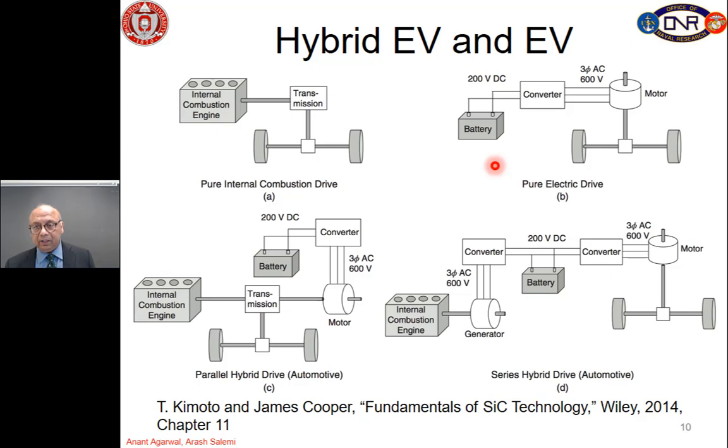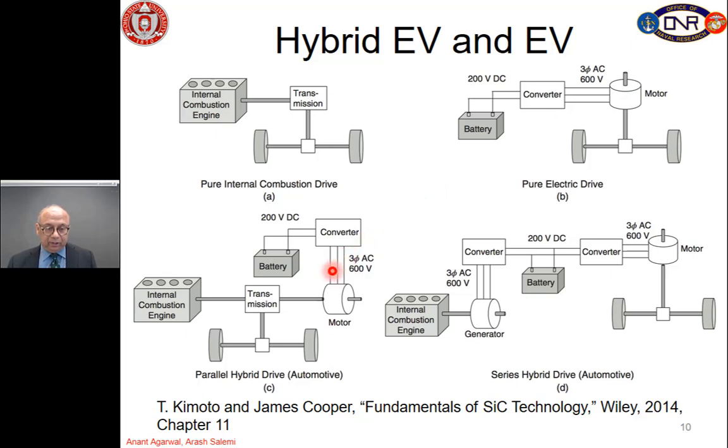You can see that the power is stored in the battery, which is then processed by a converter, which converts the incoming DC voltage into a three-phase AC voltage that basically is used to turn the motor, and the motor then turns the wheel. So, this is an example of pure electric drive.